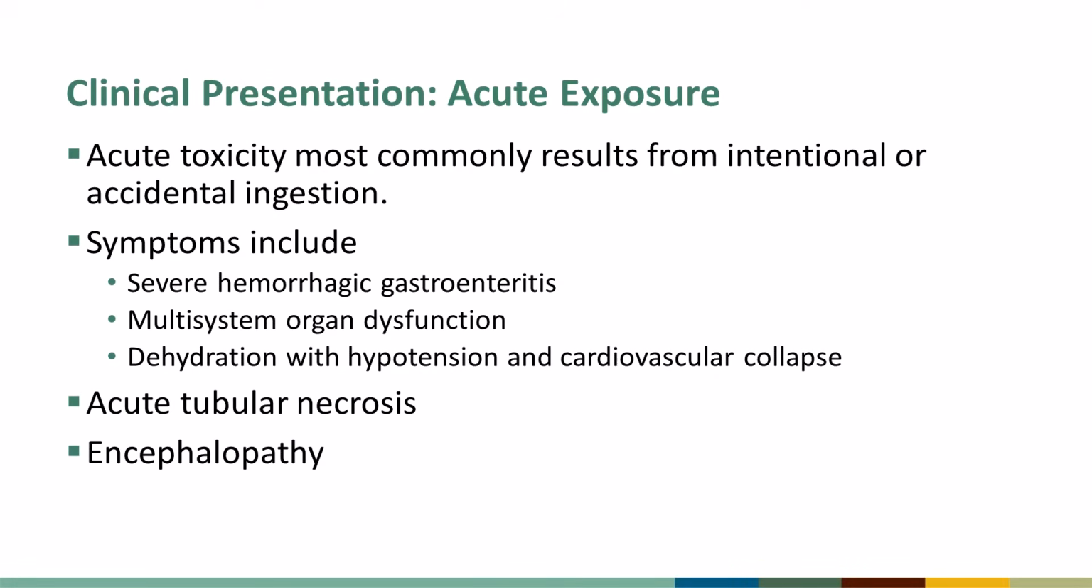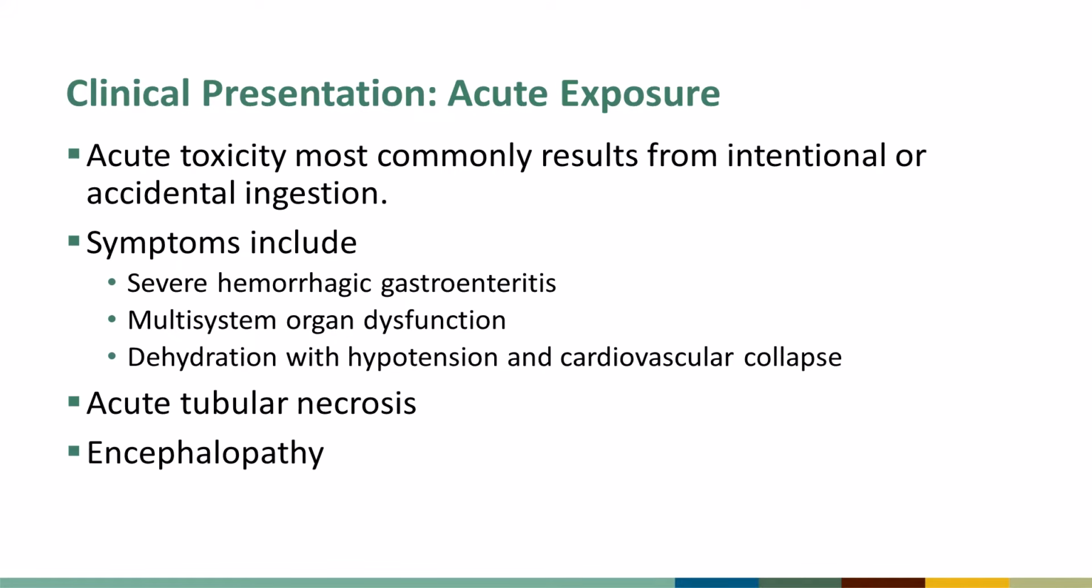Acute toxicity from arsenic infrequently results from an intentional or accidental ingestion of a large amount of inorganic arsenic. It is difficult to determine the fatal dose in humans because there are only case reports of acute exposure in the literature. The classic presenting symptoms of acute arsenic toxicity include severe hemorrhagic gastroenteritis with abdominal pain, vomiting, and bloody rice water diarrhea. Multisystem organ dysfunction with elevated liver enzymes, renal injury, and disseminated intravascular coagulation can occur, as well as dehydration with hypotension and cardiovascular collapse.